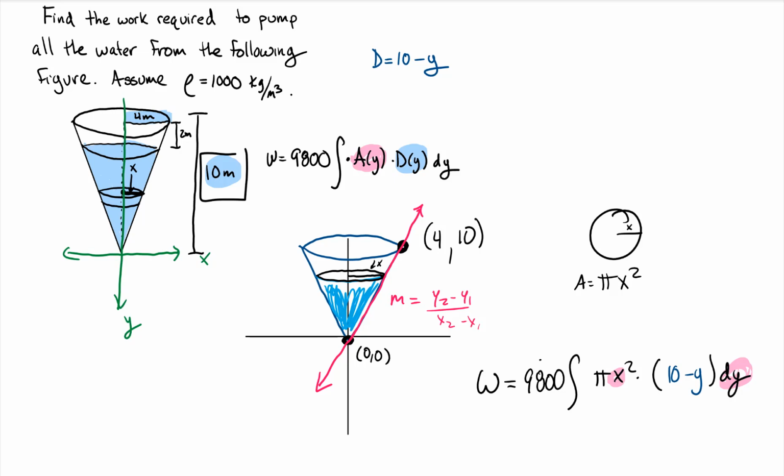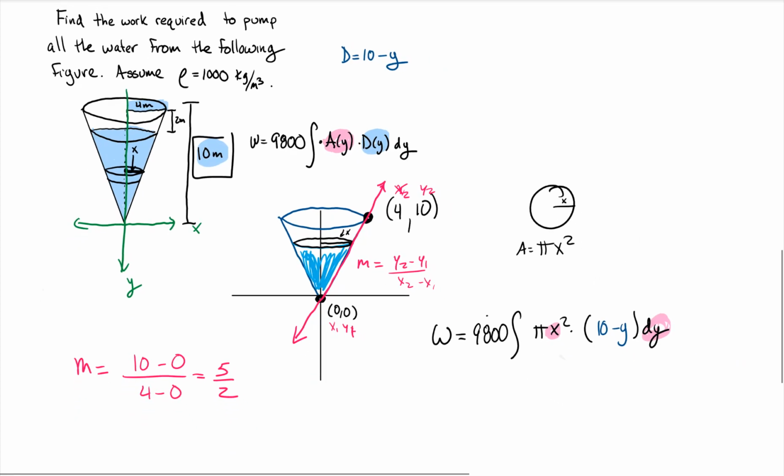So as we put it in, we're like, all right, what's that slope? Well, let's call this x2, this one y2, this one x1, that one y1. So we're going to have 10 minus nothing over 4 minus nothing, which is 5/2. That's the slope of the line. And you're like, okay, cool story. I don't care.